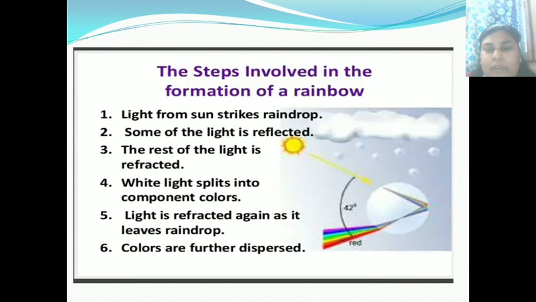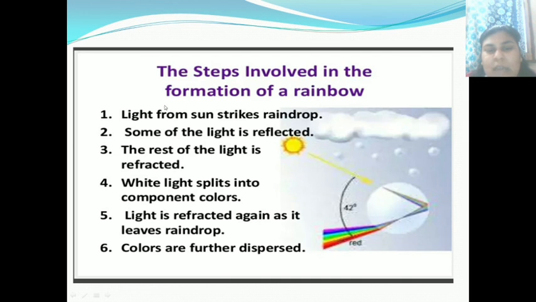Now this is the 3D image. You can see here this is the sun, and this is the entering point. Dispersion has taken place, reflection has taken place. You can see here total internal reflection has taken place, and after that the refraction, and we are able to see the rainbow. And this is known as the angle of deviation for the red color. For this we see the violet color at the topmost and the red color at the lowermost part.